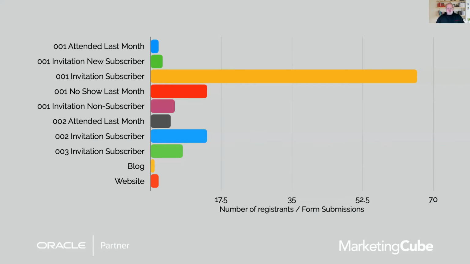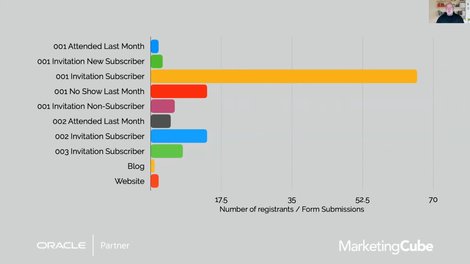Then very small at the bottom is our blog and website. They're all the same thing, but I decided I wanted to break the granularity down. So we have links on the website under events and then also in the blog as well for people. So it just gives me some granularity there.